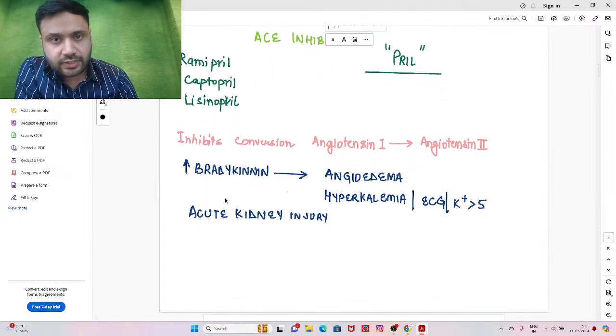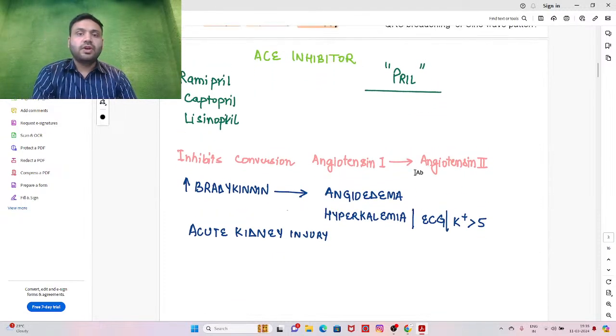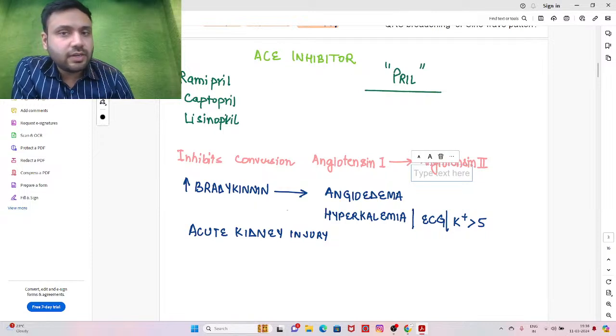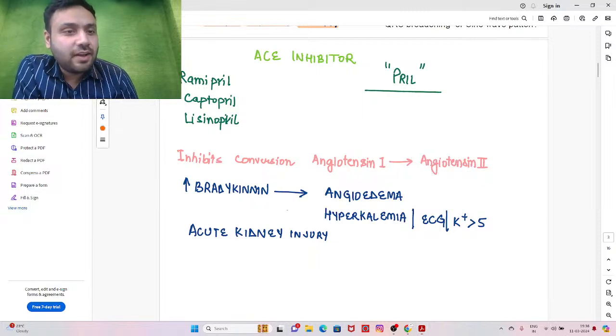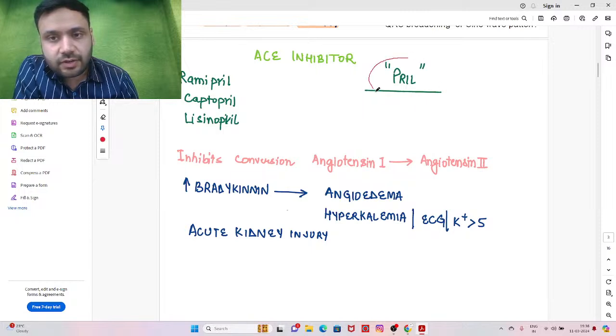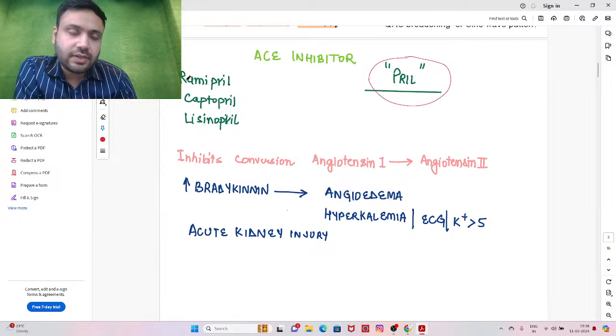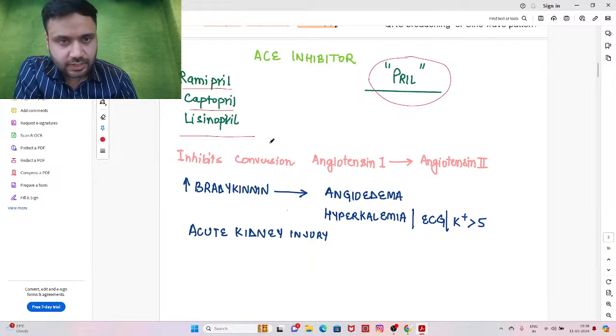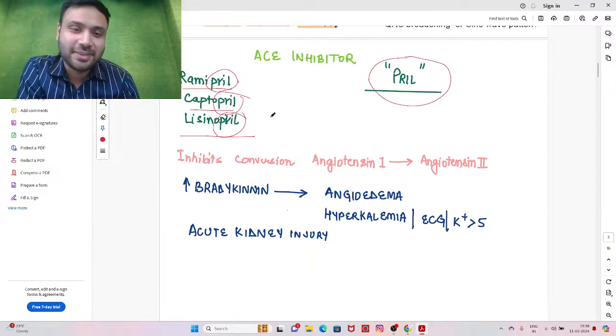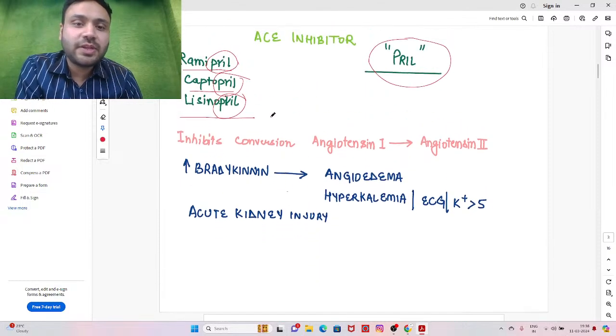So, how to identify ACE inhibitors? All ACE inhibitors have something called "pril", not the dishwasher Prill. The "pril" gives you the identification mark for ACE inhibitors. See, the names are ramipril, captopril, lisinopril, right? All of these have "pril" here, "pril" here, and "pril". This is not "piril", this is "pril". It's a mistake while I was drawing this out.